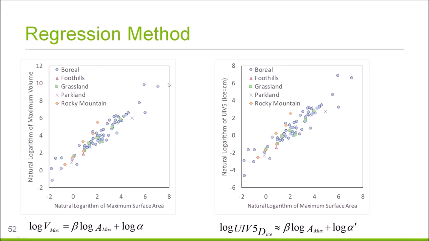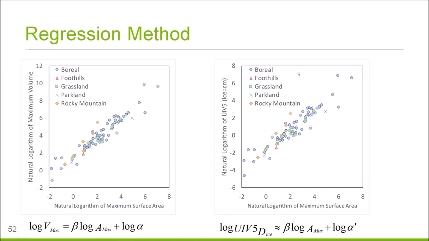you can see we try to plot all of the lakes that we have data for, and you can see that we use different legends to show that we have taken samples from different natural regions so that it covers them. And interestingly, there's a very good relationship. So this is a log plot. We have on the x-axis the log of maximum surface area, on the y-axis the log of maximum volume, and as you can see, it's a very linear relationship when you plot them in a log scale.